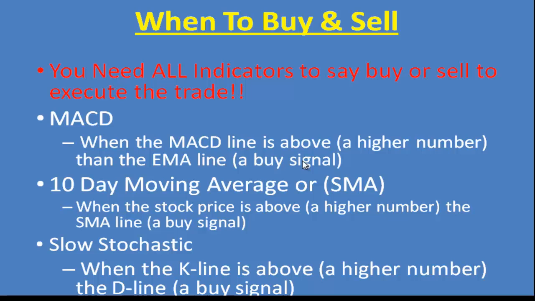For the 10-day moving average, or the simple moving average, when the stock price is above or higher than the SMA line, that's a buy signal. And for the slow stochastic, when the K line is above, which is a higher number than, the D line, that's a buy signal.